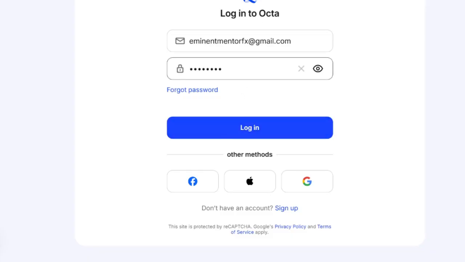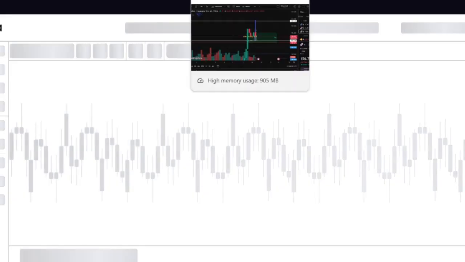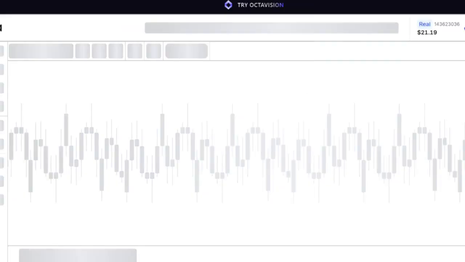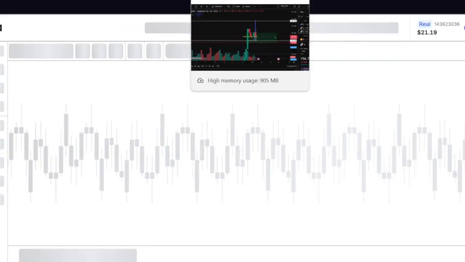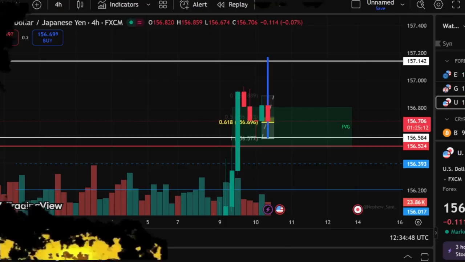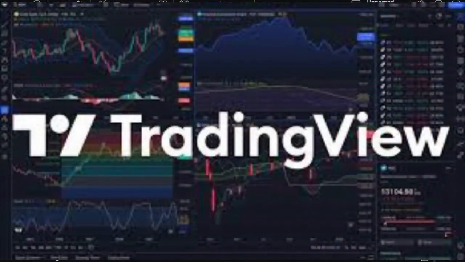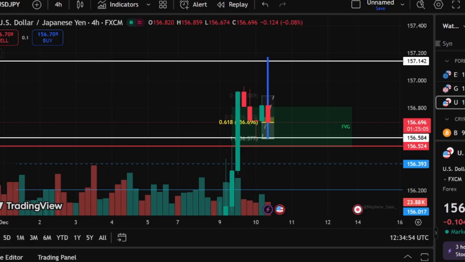You need a broker because they bridge you and give you access to the market. They enable you to enter the market and execute trades. You need TradingView to analyze the market. The goal of TradingView is to show you where the market is. It shows you what to do.